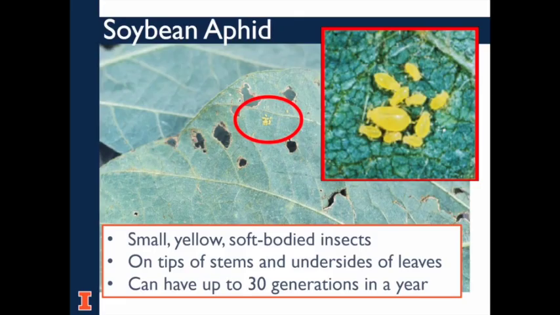They're small even for aphids, so they can sometimes be difficult to find. The best places to scout for these aphids are on the tips of stems and on the undersides of leaves. They can go through 30 generations in a year, so their populations can grow quickly.